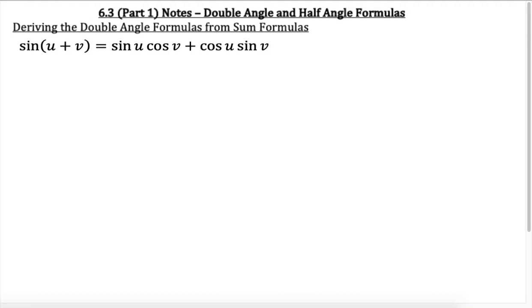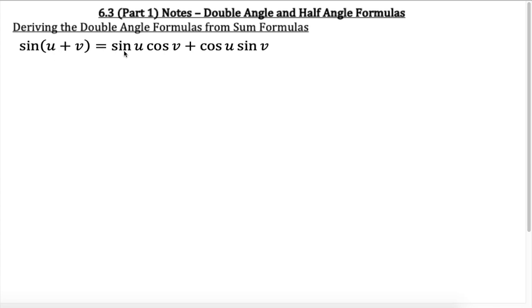All right, in 6.3 part 1, we are going to look at double angle and power reducing formulas. The whole section has half angle formulas as well. But let's start by deriving the double angle formulas from the sum formulas that we already know from the last section. We didn't derive the sum formulas because that is a little bit longer proof, but the book has a good explanation of those. But let's go from the sum formulas to the double angle formulas.